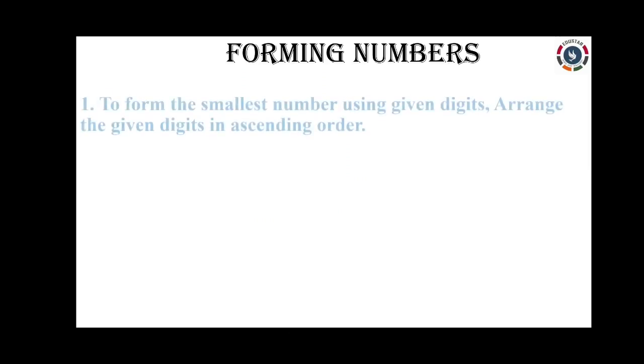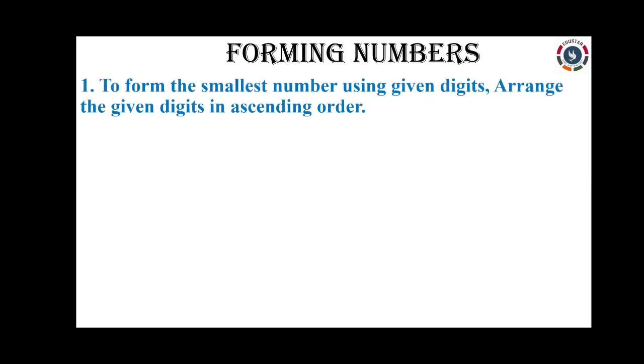How to form the smallest number using the given digits? Yes, to form the smallest number, we have to arrange the given digits in ascending order. Ascending order means write the given digits from small digit to big digit.